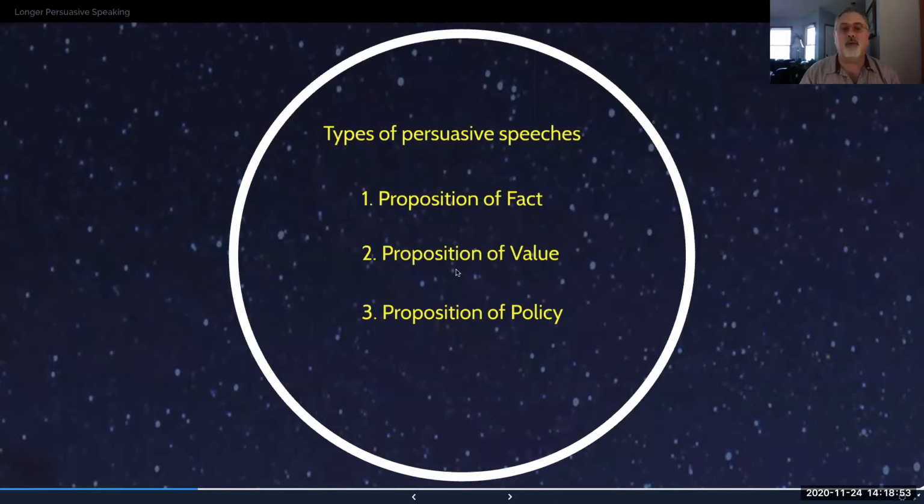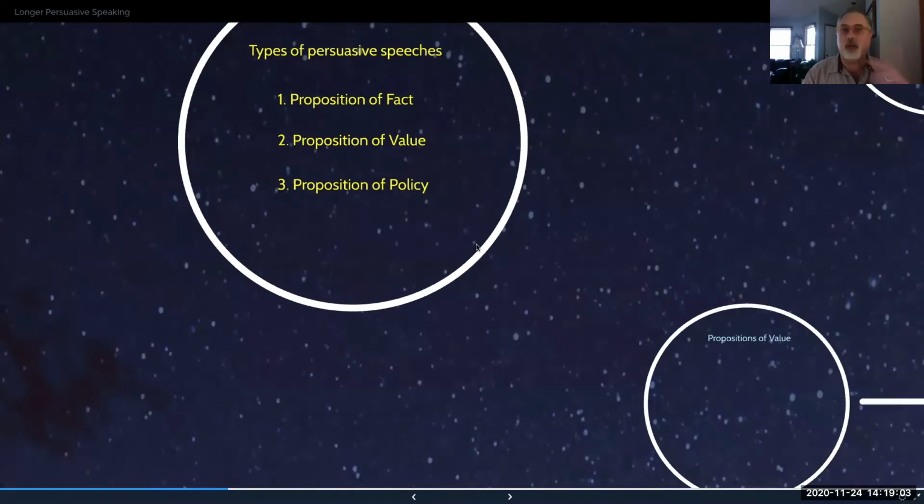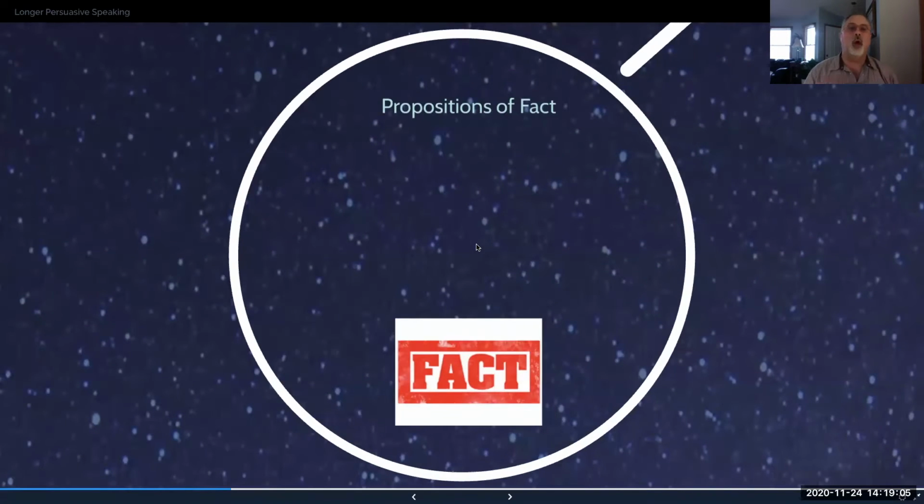Sometimes you'll have value arguments about this is what is good and this is why it's good, and you should want to have that. So you have three different kinds of arguments, and you need to know which one you're going to present. So propositions of fact are pretty simple. It's things are or are not something. So you're going to prove whatever your concept is good or bad, true or false, that kind of thing.